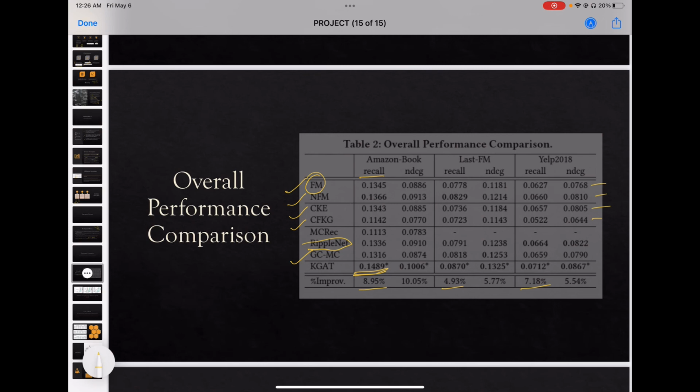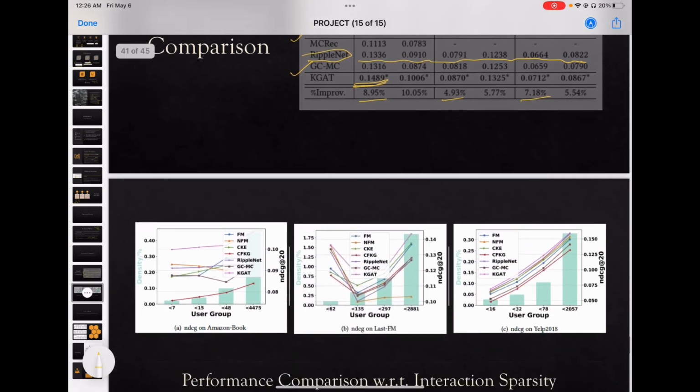However, RippleNet slightly underperforms NFM in Amazon Book and Last.fm while performing better in Yelp 2018, as we see here. The rest of the table can be interpreted similarly.